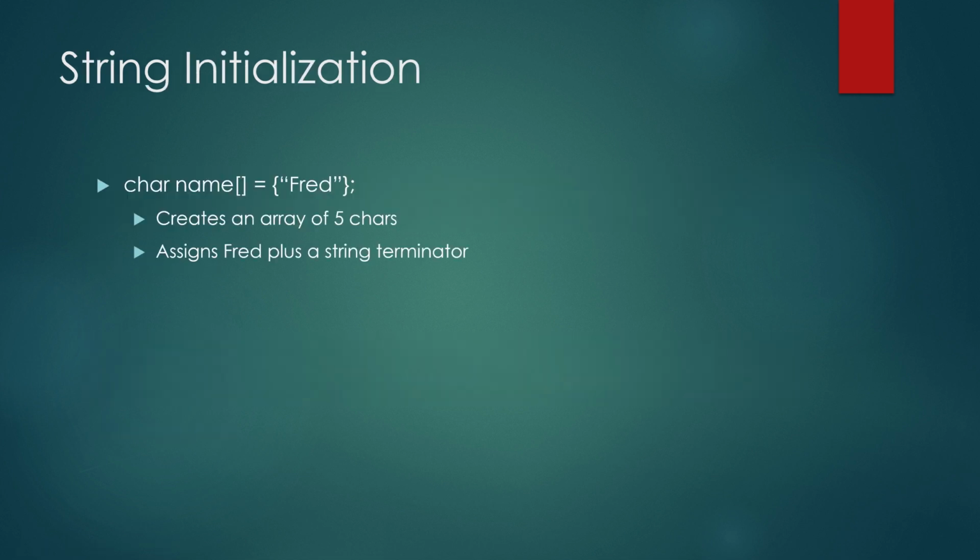Now this is a little bit about how we can initialize a string. If I say car name without a size is initialized to Fred, it creates an array of 5 characters. It assigns Fred plus the string terminator. And in fact, anytime we put something inside double quotes, that creates a string which automatically has a string terminator on it. So that's a little introduction to the concept of arrays.